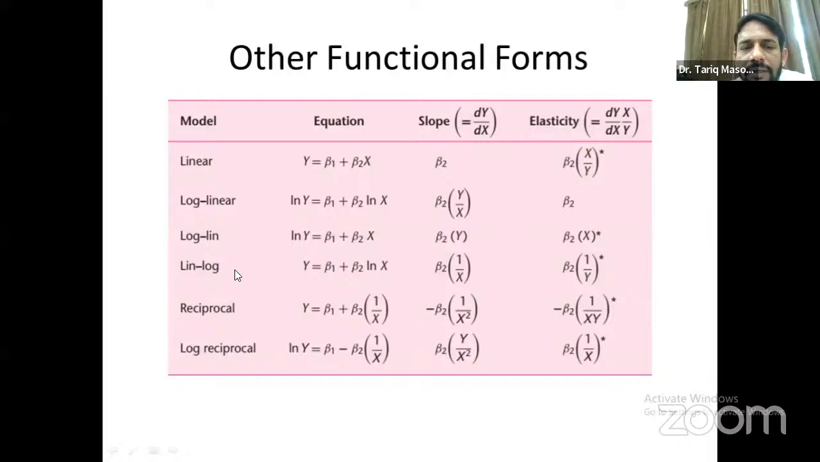Now the next model is the linear log model. In case of the linear log model, y is in raw form and x is in logarithmic form. In this case, the interpretation of beta 2 is, when there is a 1% change in x, there is a beta 2 unit change in y. Now I think it is clear. When there is a log, we use the word percentage. When there is no log, we use unit change. Now I will leave the other models. I think mostly we do logarithmic transformation.